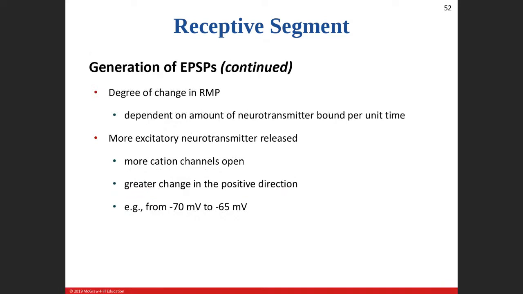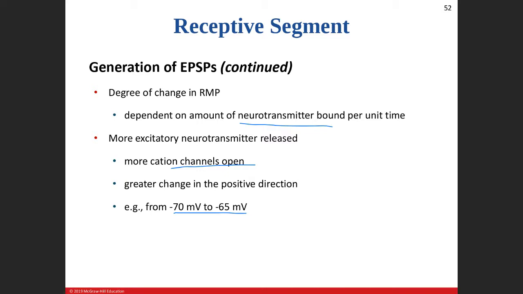So how do we make our EPSP stronger? Well, we can release more neurotransmitter, because if we release more neurotransmitter, we'll open up more channels. The more channels we open up, maybe we can go from -70 to -65. Still not threshold value, but we're onto something here. If I open up 5 channels, not so much. But if I open up 10 channels, now I've gone from -70 to -65. What happens if I open up 100 channels, or 1,000 channels? See where I'm going there?